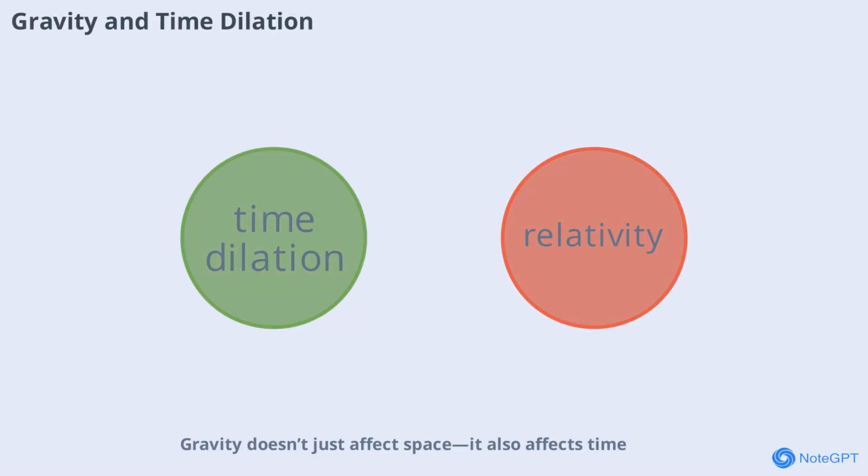Gravity doesn't just affect space, it also affects time. According to general relativity, time runs slower in stronger gravitational fields. This phenomenon, known as gravitational time dilation, has been confirmed by experiments with atomic clocks.